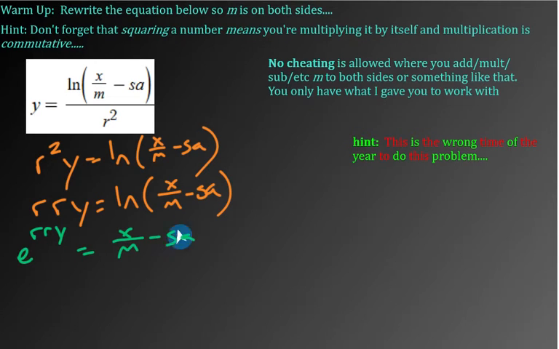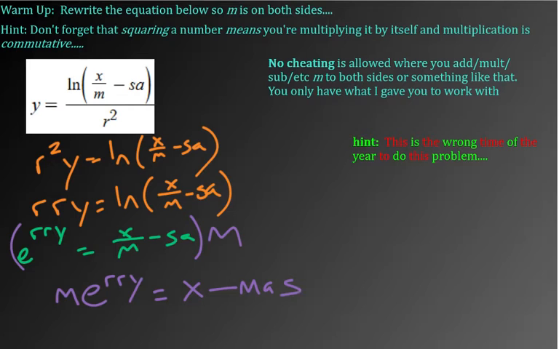Now I'm just trying to get to this m so I can work with that. And now, I'm just going to multiply both sides by m, okay? And if I do that, I'm basically going to get m e r r y equals x minus, and it looks like Sam, but of course multiplication is commutative, so it could be m-a-s, right? And then, it says Merry Christmas.